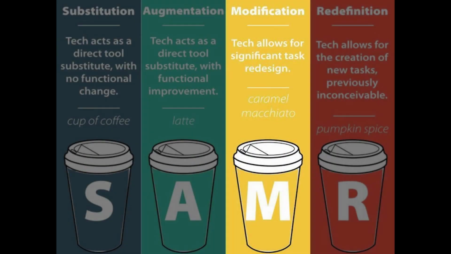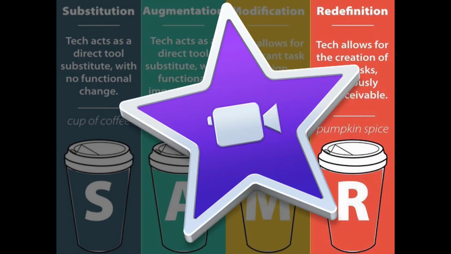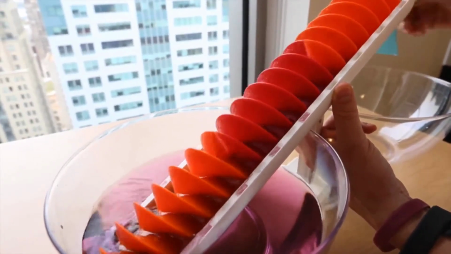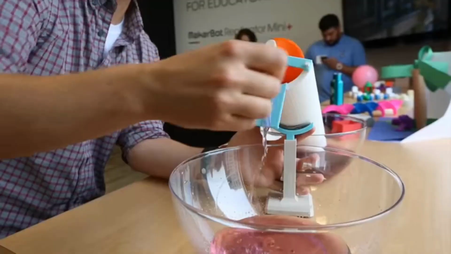The final level of SAMR is redefinition, which means the task has been redesigned to incorporate improvements offered by technology. One example of this is when students create satirical news videos using iMovie. Because of the tool, they are able to more effectively communicate their ideas and show their understanding of the content. Or they could create 3D printed manipulatives that demonstrate important concepts, like this Archimedes screw.